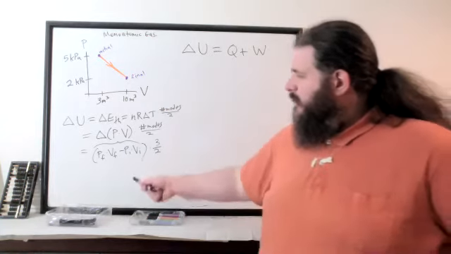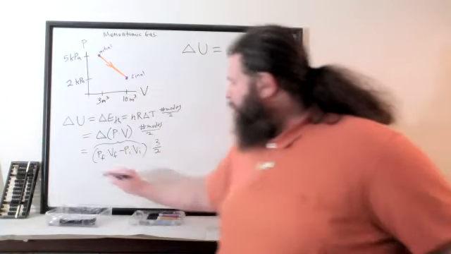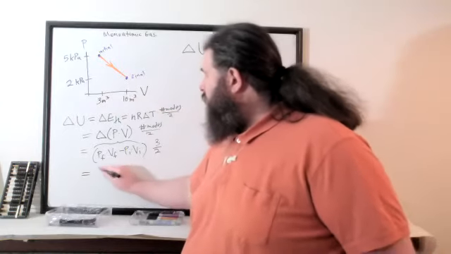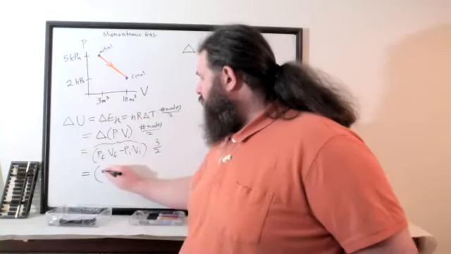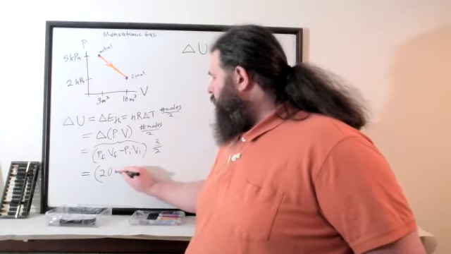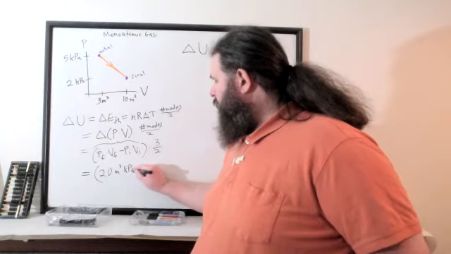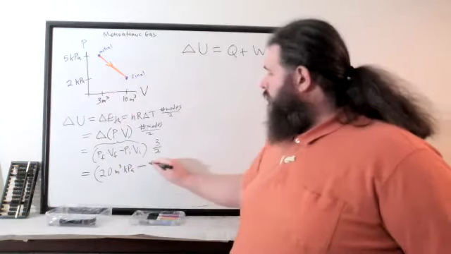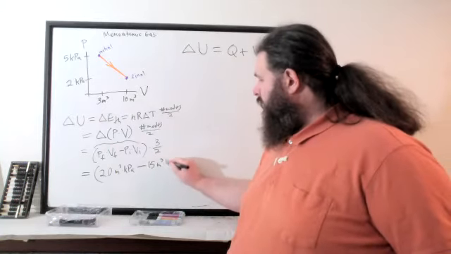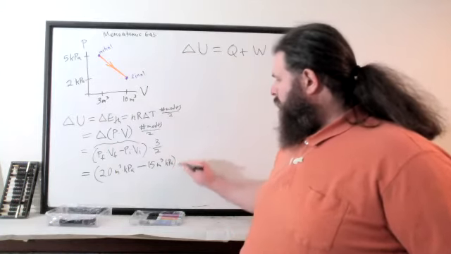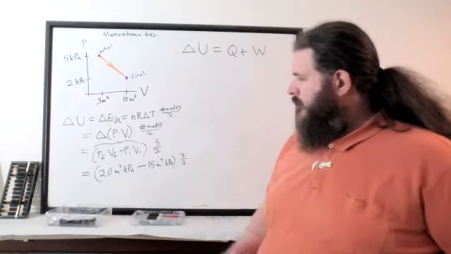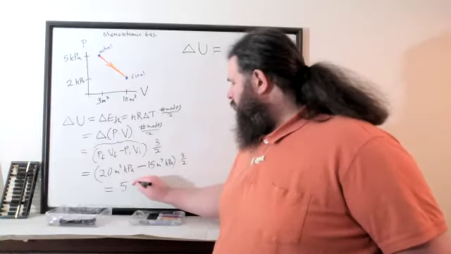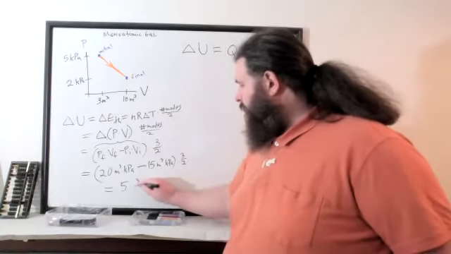So let's plug in those values. We know the final pressure and final volume. Final times final, so that's 10 cubic meters times 2 kilopascals. So that's 20 cubic meters times kilopascals. Minus initial, that's 3 times 5. So that's 15 cubic meters times kilopascals, multiplied by 3/2. 20 minus 15 is going to be 5. We also need to multiply by 3/2.